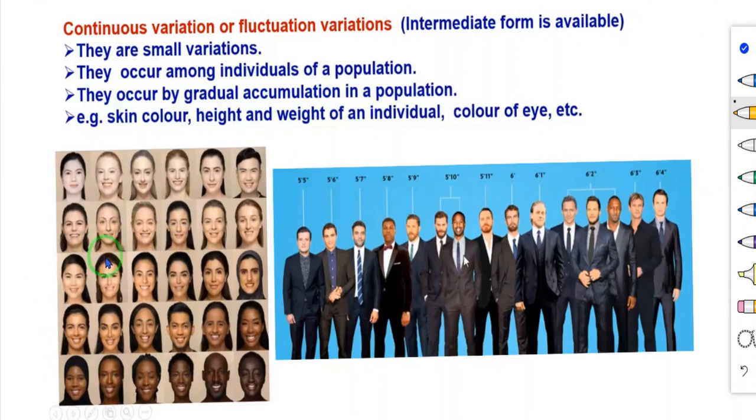So in between, intermediate forms are available, between the first person and the last person. These are small variations, so this variation is continuous. This is known as continuous variation or fluctuation variation. One more example: height and weight of an individual. Here the first person's height is 5.5 feet and the last person's height is 6.4 feet. In between, intermediate forms are available. These persons show different heights and weights. So these are intermediate forms, small variations.